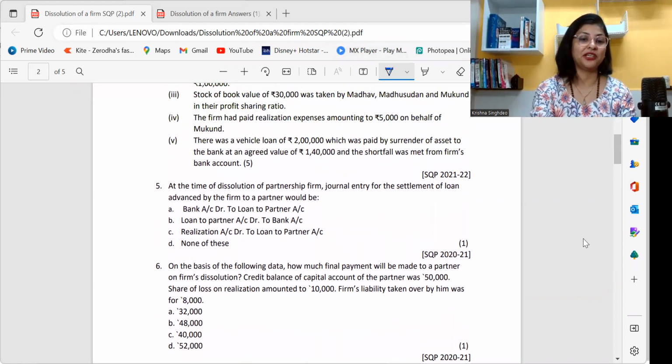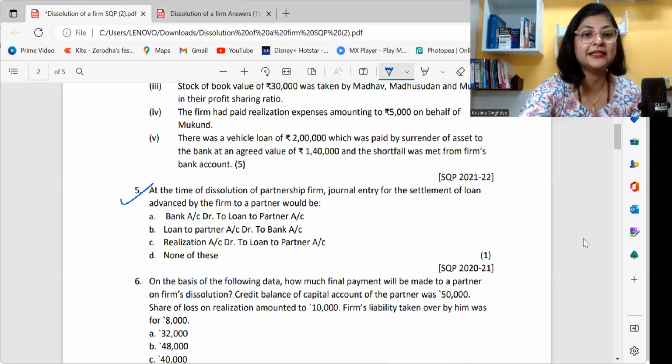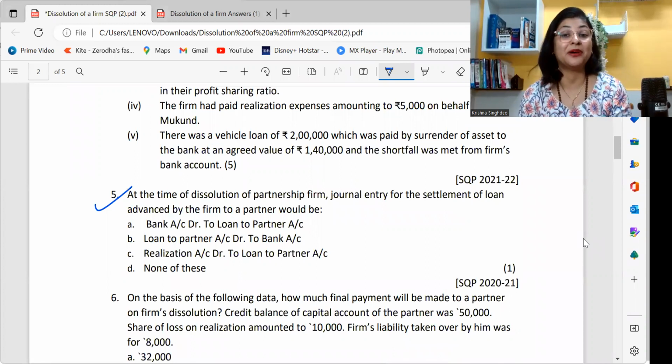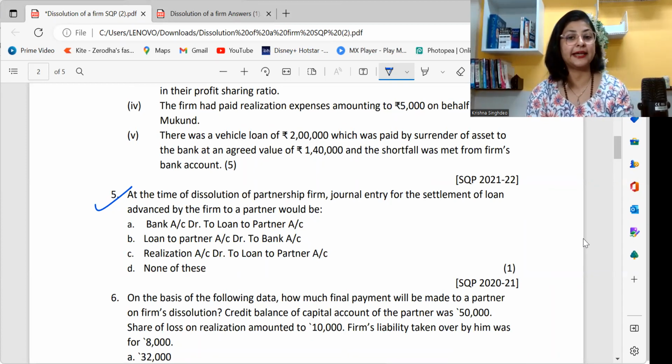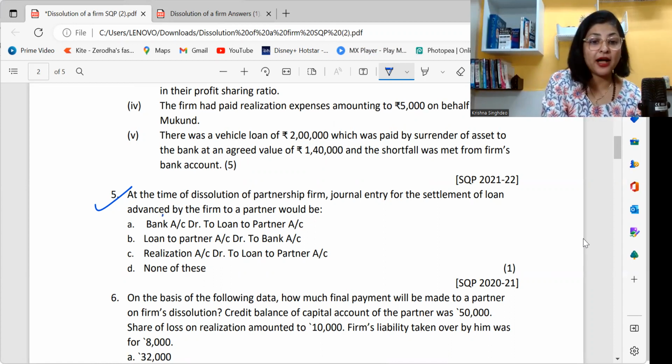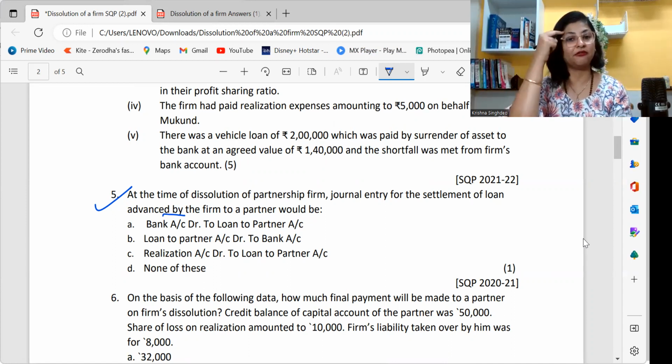So we are starting with question number 5. You can see it on your screen. Question number 5 is a multiple choice question which came in the 2020-21 sample question paper issued by CBSE Board. The question says, at the time of dissolution of a partnership firm, journal entry for the settlement of loan advanced by the firm to the partner. Means this is an asset for the firm.